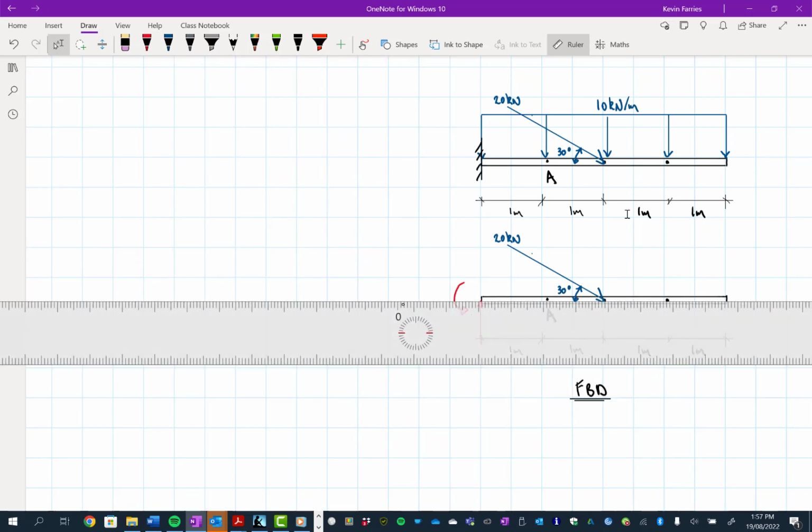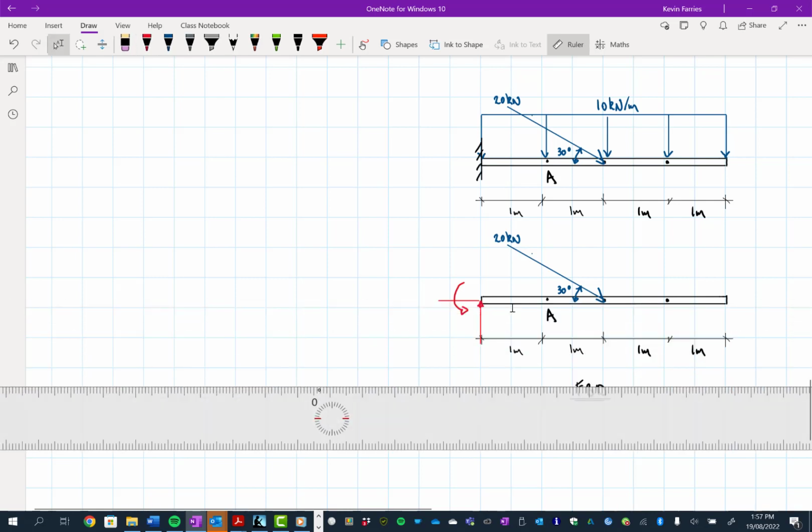Now I'll just draw it on the way it would actually be. So this is pushing this way. So this Fx must be this way. And what are we going to call these? Call this point O, origin, whatever. And so this is going to be reaction O.